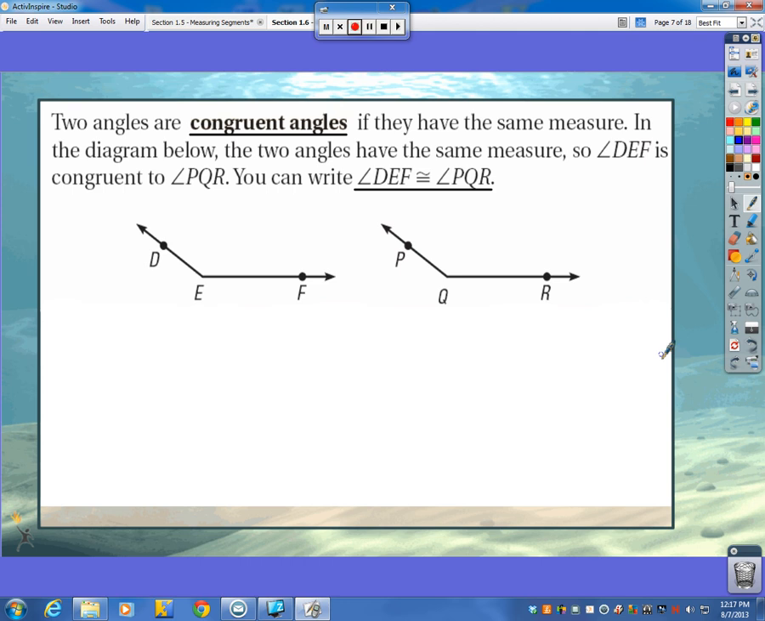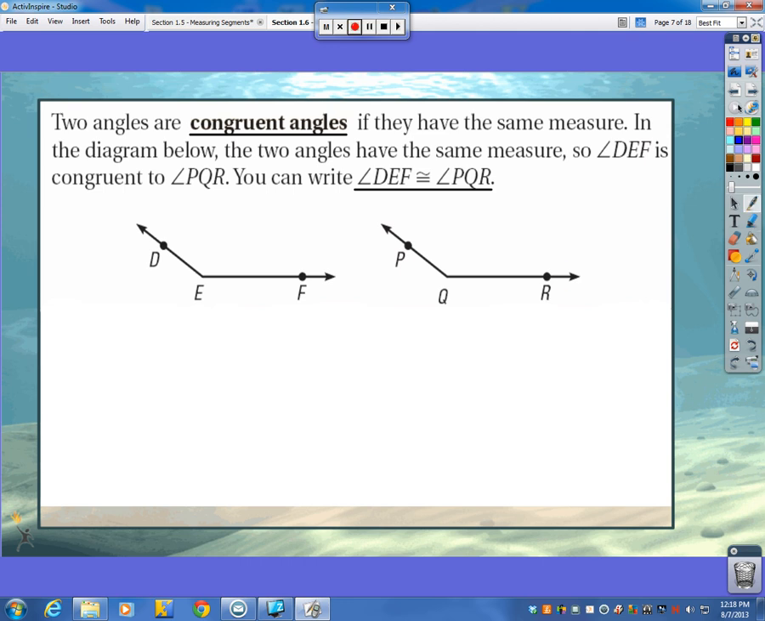2 angles are congruent angles if they have the same measure. In the diagram below, the 2 angles have the same measure, so angle DEF is congruent to angle PQR, and we can again use the congruent symbol. Now notice there are not specific values here. Like I didn't say this is a 150-degree angle and this is a 150-degree angle. So we're not given specific values to these 2 angles, but we are told that these 2 angles are in fact the same measure. It's just an unknown value.